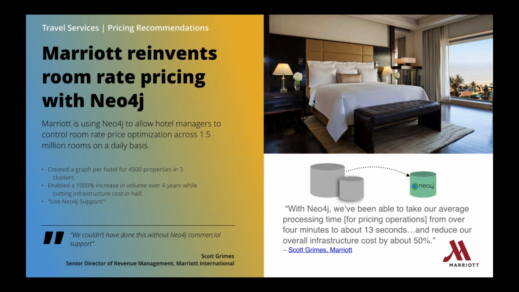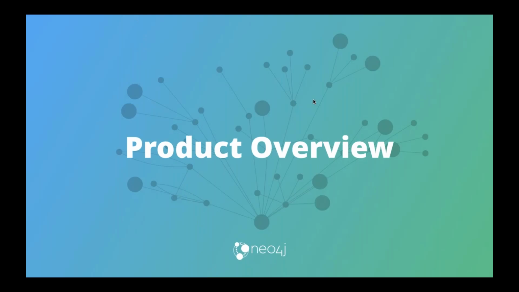And above that, we also decreased their overall infrastructure cost by about 50%. A lot of that has to do with the efficiency of storing related information in a graph format. You don't have as much complication overhead, it stores very compactly and computes very rapidly, and so they were able to reduce their overhead in the pricing systems.